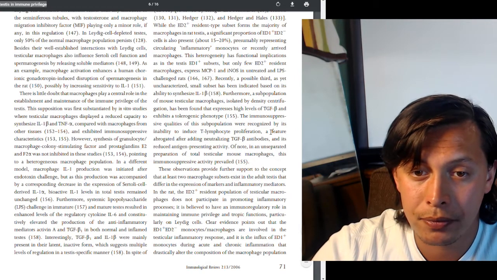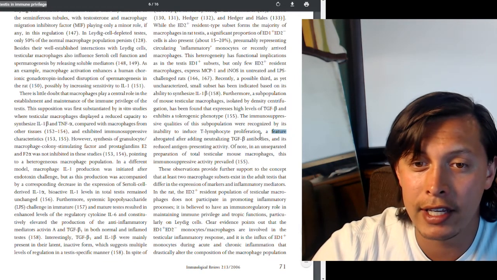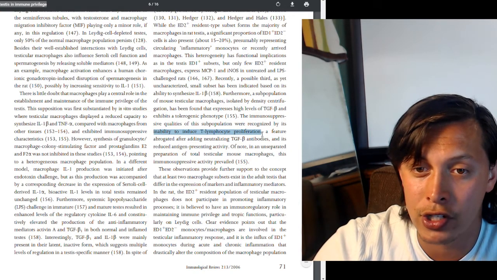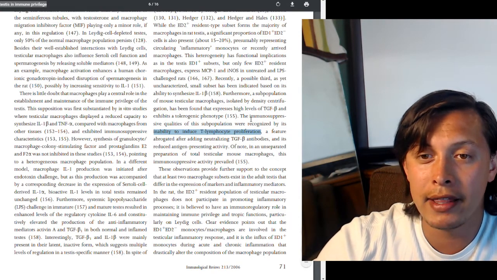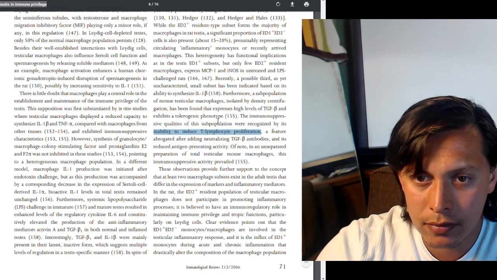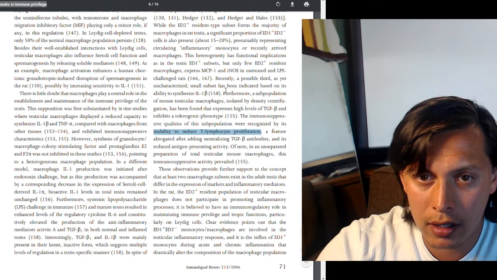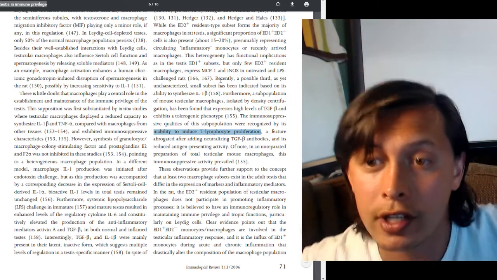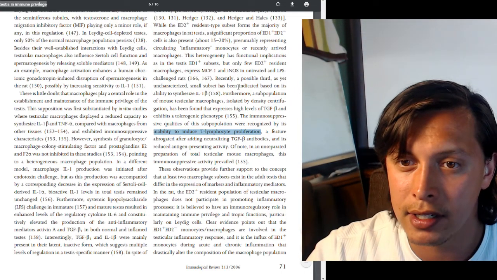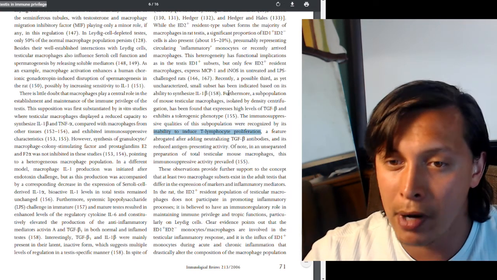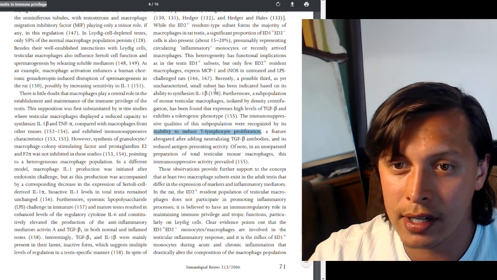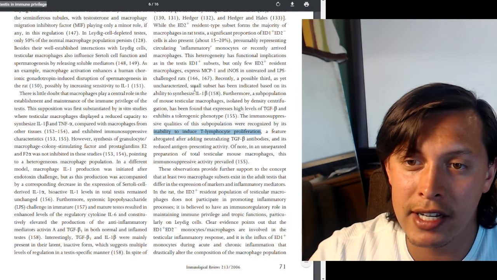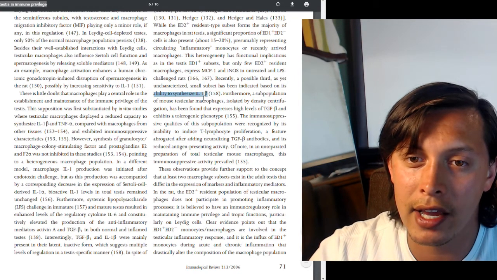So this feature of basically the inability to induce T lymphocyte proliferation by these small subsets. Recently, a third, as yet uncharacterized small subset has been indicated based on its ability to synthesize IL-1 beta.